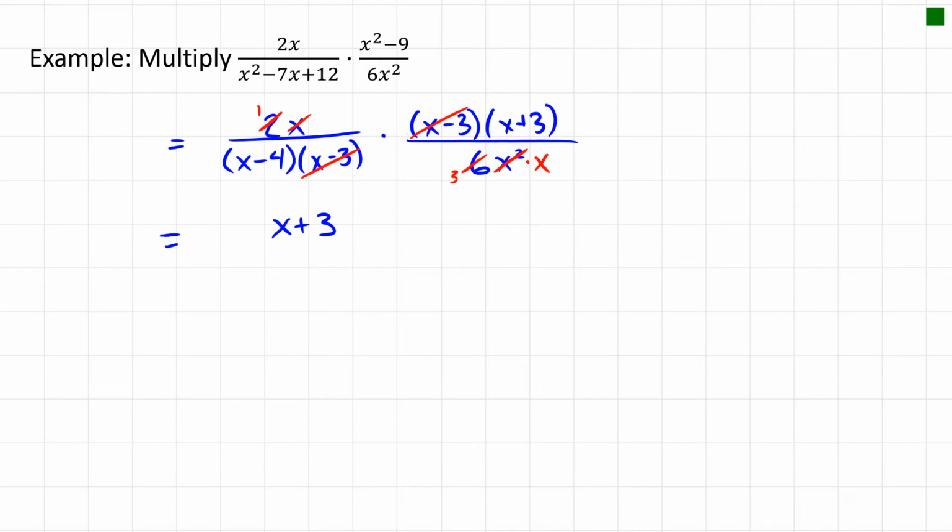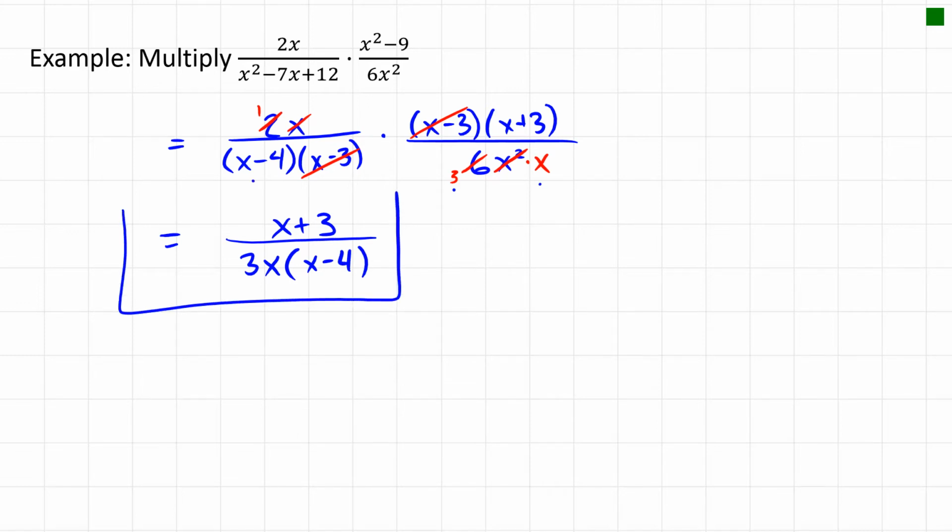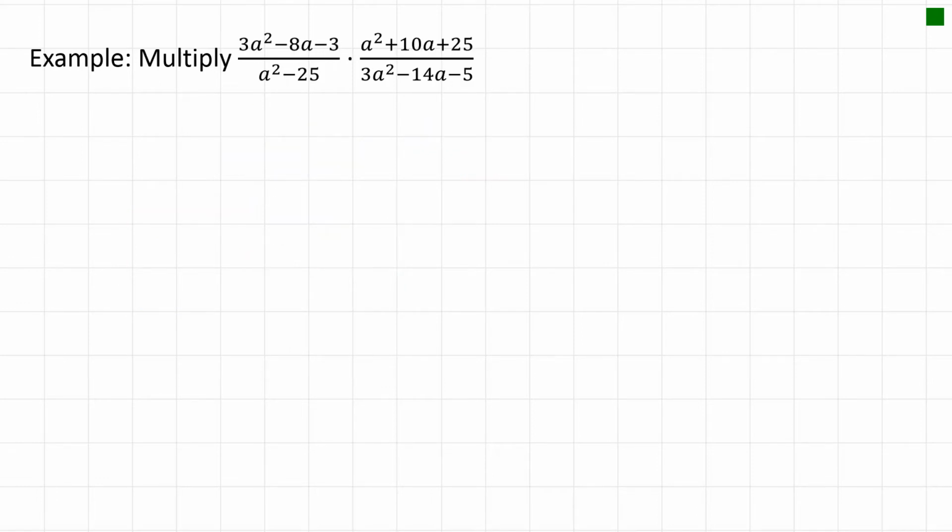And in the denominator, what are we left with? Well, we're left with 3x times x minus 4 from there. And so there is our simplified rational expression, or I should say our multiplied rational expressions, simplified as simple as possible. Basically, the same rules are going to apply to this problem. We're just going to have more difficult factoring than we had previously.